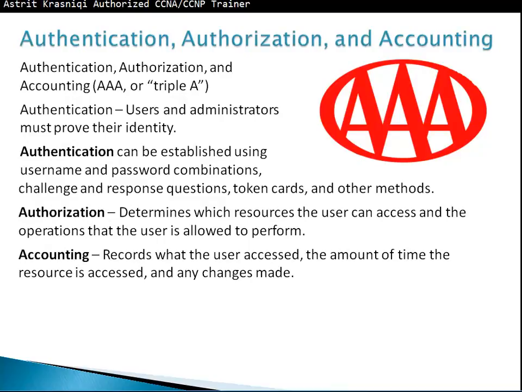Authentication, Authorization, and Accounting, or AAA. Authentication: users and administrators must prove their identity. Authentication can be established using username and password combination, challenge and response questions, token cards, and other methods. Authorization: after we authenticate, then we authorize them. We should determine which resources the user can access and the operations that the user is allowed to perform.